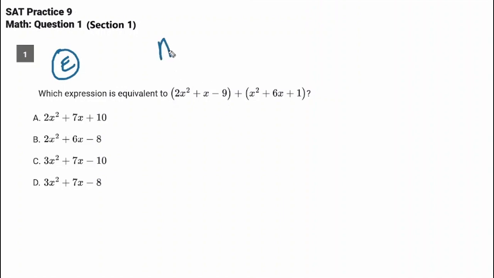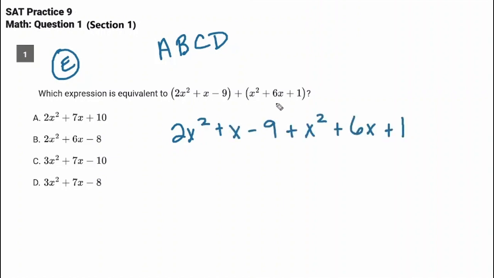I'm going to write down A, B, C, D because I want to cross off here. Rewrite this thing, but take out the parentheses to save a step. There's no minus sign here, so you don't have to worry about changing signs. Take it one term at a time, 2x squared and x squared. What's that? Adding them up is 3x squared. A and B are gone.